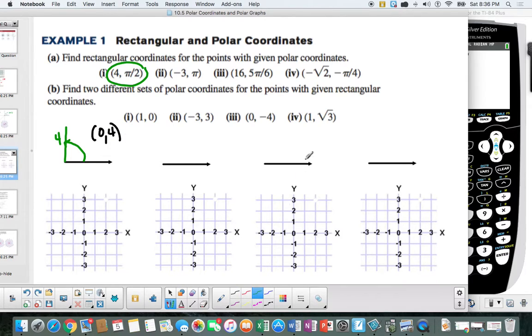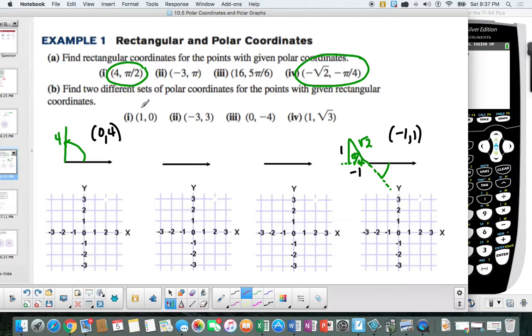Let me go ahead and do this one now. This one is going to go down pi fourths, and our radius is going to go in the opposite direction, which is right here. This is going to be root 2. Now remember the reference angle is pi fourths. So the sides of the right triangle will be negative 1 and 1 because we're in quadrant 2, and so this answer would be negative 1, 1.